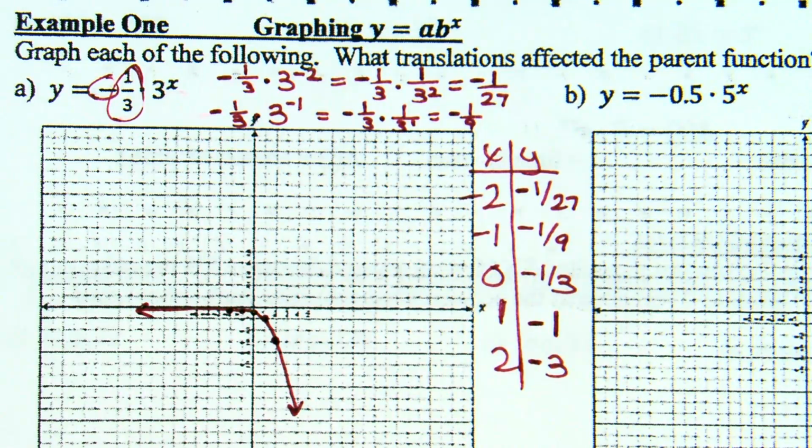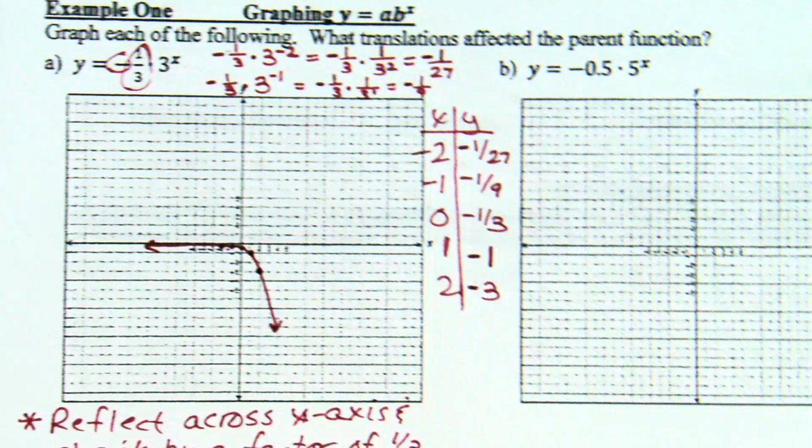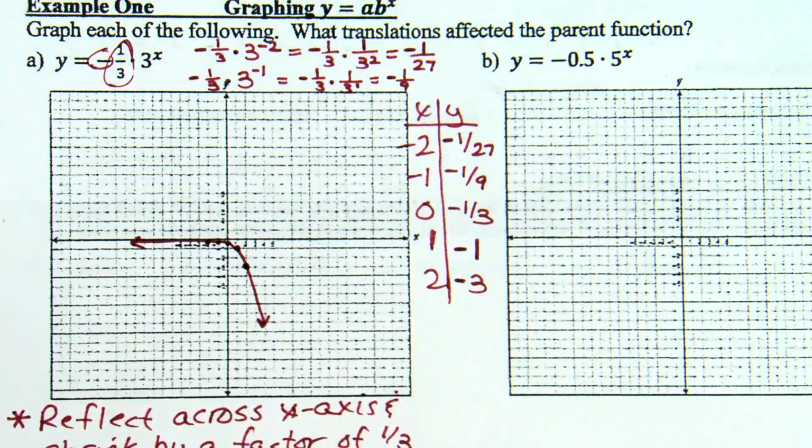Okay, if we are good with A, B is very much like A. So I am skipping B, because as I said, we could do all these graphs, but it would take us a lot longer than necessary. So we're going to go down to graph C.